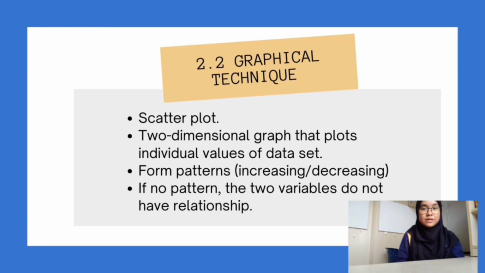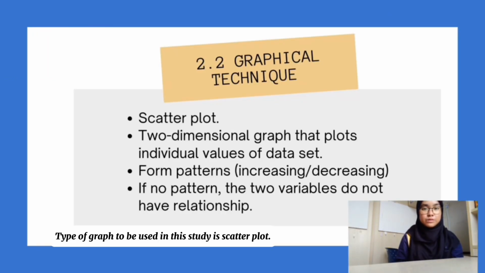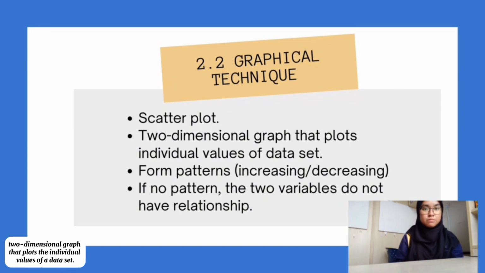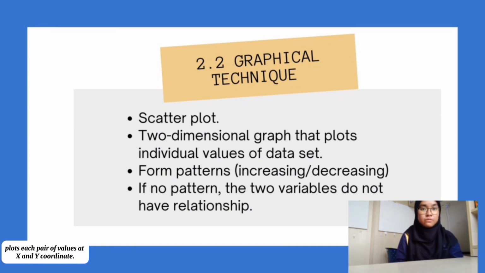Graphical technique. The type of graph to be used in this study is a scatter plot. A scatter plot is a two-dimensional graph that plots the individual values of a data set. This diagram plots a pair of values at x and y coordinates. The scatter diagram forms a certain pattern, increasing or decreasing, indicating that there is a relationship between the two variables. If the scatter diagram does not show any pattern or is randomly scattered, we assume that the two variables do not have a relationship between them.